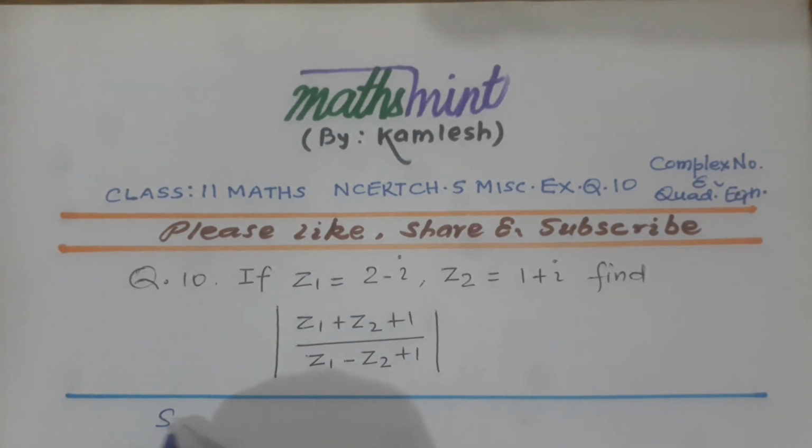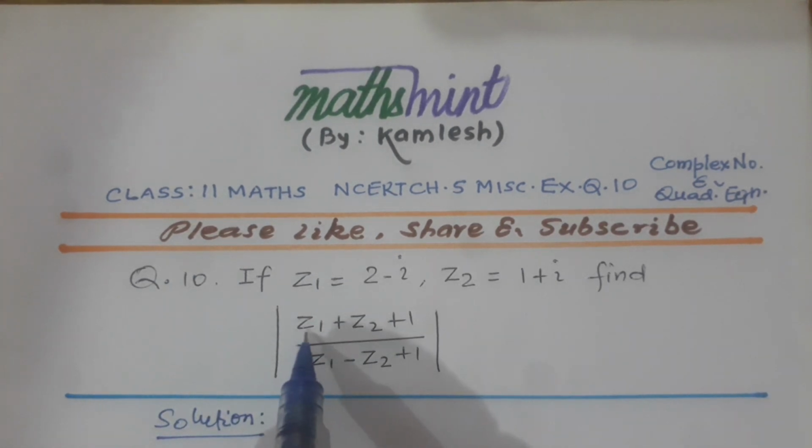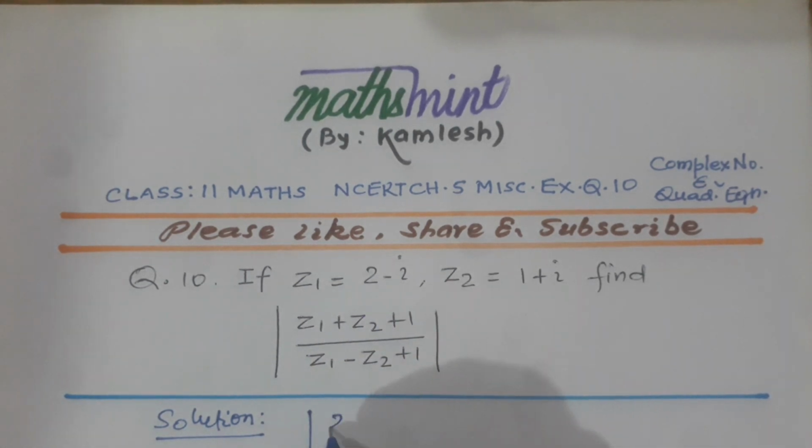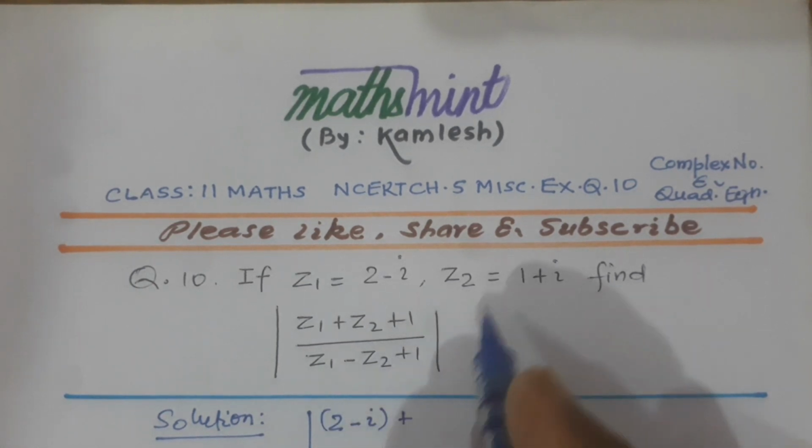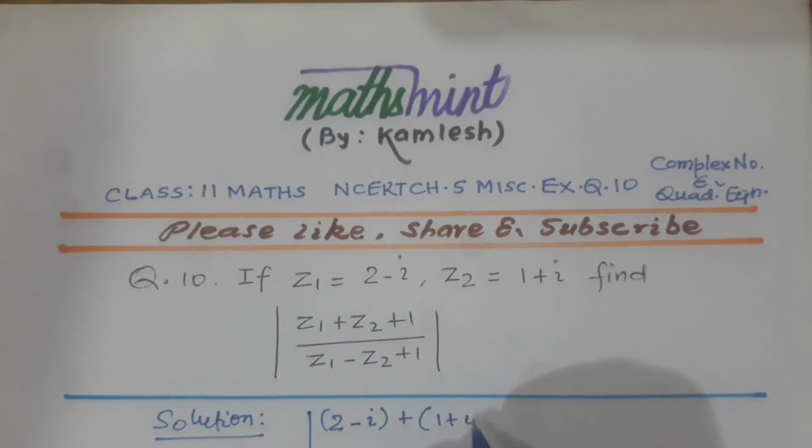So the solution is, first of all we shall put the value of z1 and z2 in this question. So it will be z1 means 2 minus i, plus z2 means 1 plus i, plus 1, divided by 2 minus i, minus 1 plus i, plus 1, in modulus, right?